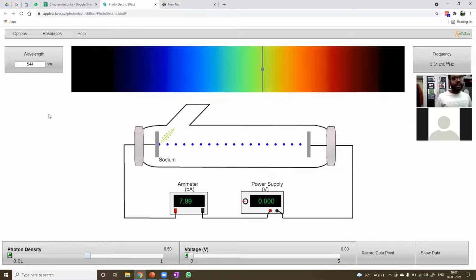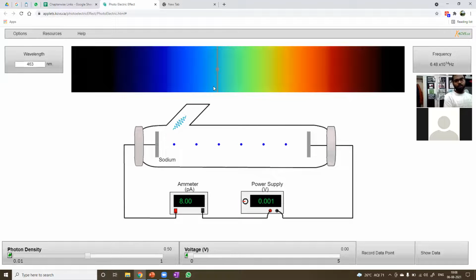This threshold frequency and threshold wavelength depends on type of metal. If you change metal, if you replace this sodium with one more metal, then it will have different threshold frequency and threshold wavelength. Now I'll increase the frequency further. I'm increasing the frequency. You can see, what can you see? The electrons are emitted with more speed. Electrons are moving fast. And electrons are having more kinetic energy.